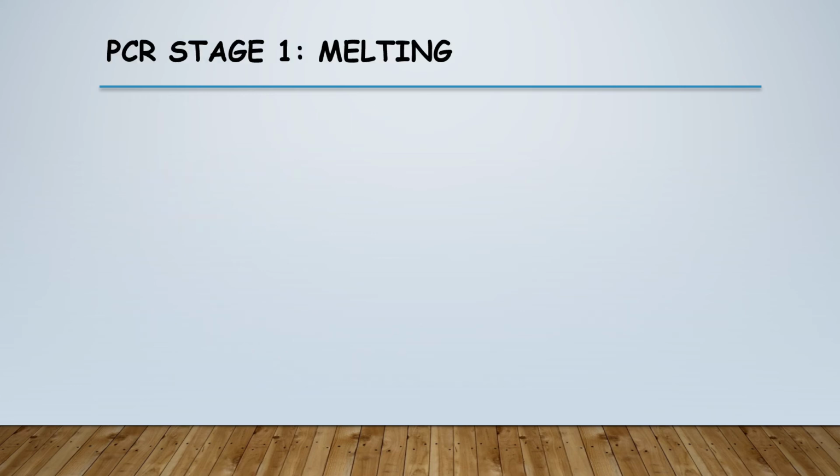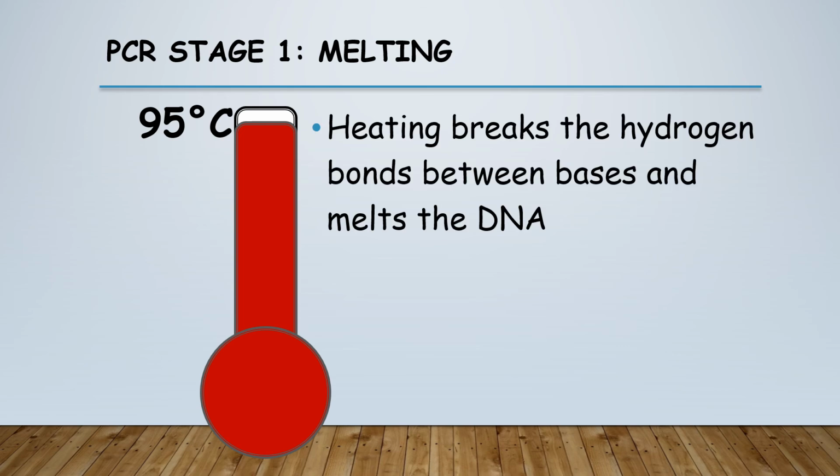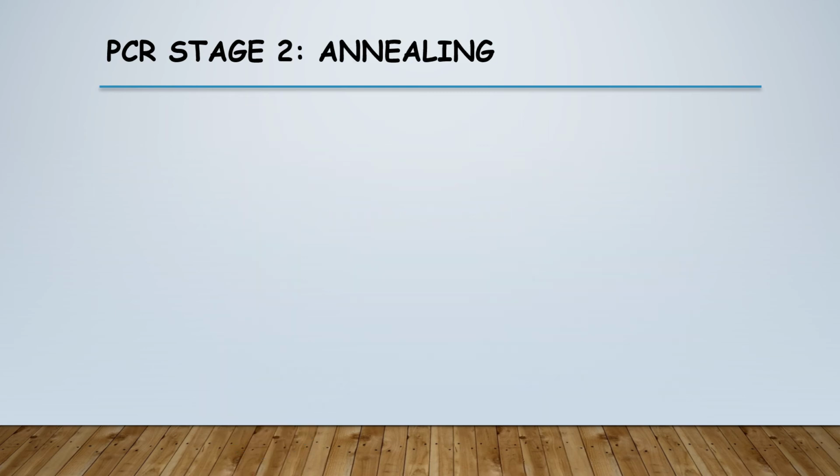So stage 1 is melting or denaturing. We're going to heat up our sample to 95 degrees Celsius very, very quickly. That obviously means that some of the enzymes you would normally use in DNA replication just would not work in this process. What we're doing is breaking the hydrogen bonds between bases, which effectively melts the DNA and splits it. We start with a DNA double helix, then we break it down, and we end up with 2 separate strands. So we're avoiding the use of helicase in this process; we're just using heat. So stage 2 of the process is known as annealing.